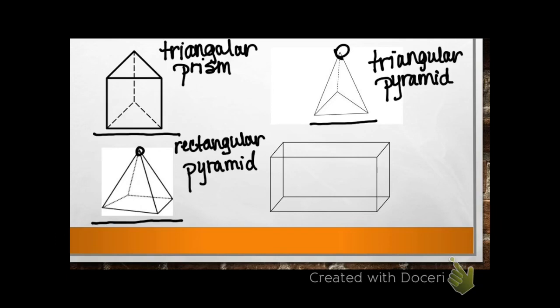All right, and we have one more shape. Is it a prism or is it a pyramid? It's a prism, that's right. And what is our bottom shape? It is a rectangular prism. That is correct.